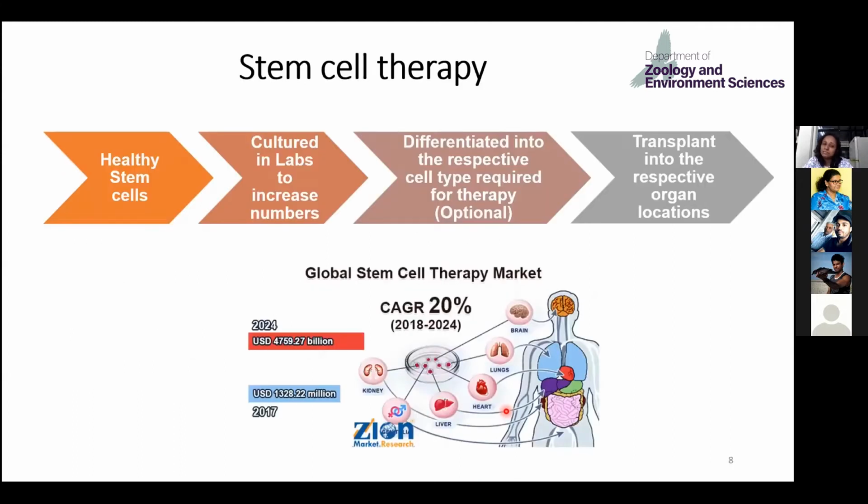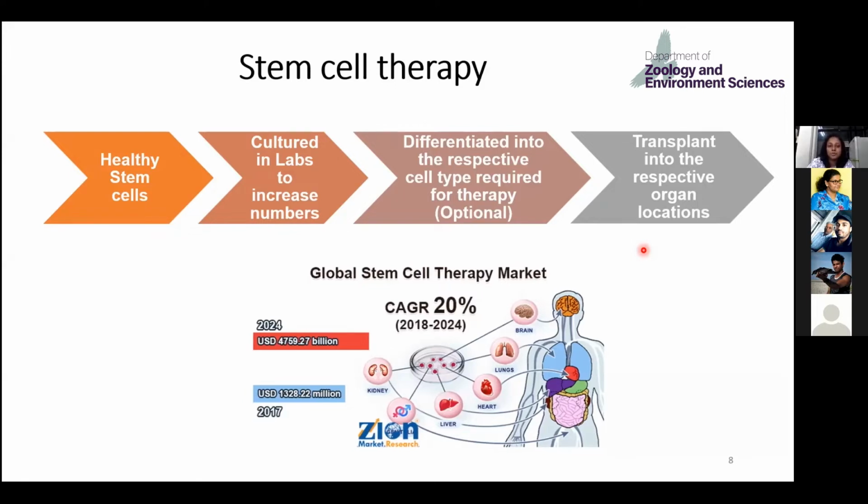So what is stem cell therapy? For a beginner, this is the pipeline of stem cells. So we extract human stem cells and then we culture them in the labs to increase numbers. Then there is an optional step where we differentiate them into the respective cell types required for therapy, and then we transplant them into the respective organ locations. So the global stem cell therapy market is huge. It is expected to increase by 20% from the time period of 2018 to 2024.